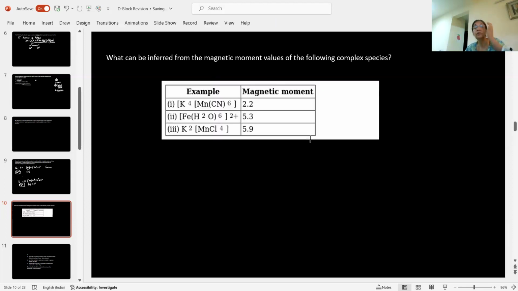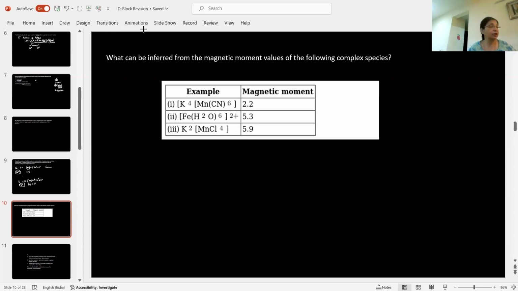You can see here. So what does magnetic moment of these compounds tell you? This magnetic moment is 2, here 2.2, 5.3 and 5.9. So this has 2 unpaired electrons, this has 5 unpaired electrons, this also has almost 5 unpaired electrons. So the number of unpaired electrons is what I told you: when you know the magnetic moment, that is a value of mu, the number before the decimal tells you the number of unpaired electrons.